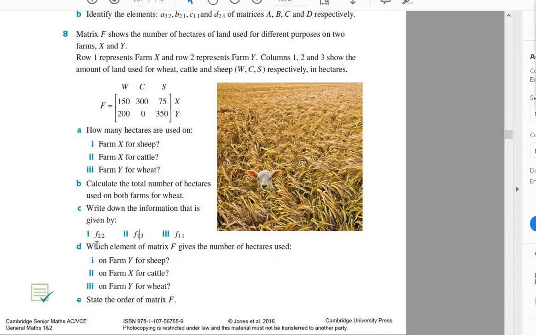And if I jump onto 8D, part 1. It says which element in matrix F gives me the number of hectares used for farm Y for sheep? What is the element number? Farm Y for sheep. So it is F23. Awesome. That's how you do it. And can you just state the order of matrix F? Order.